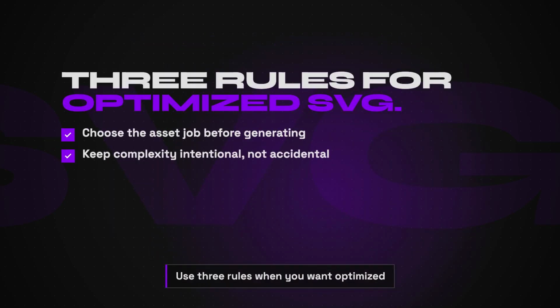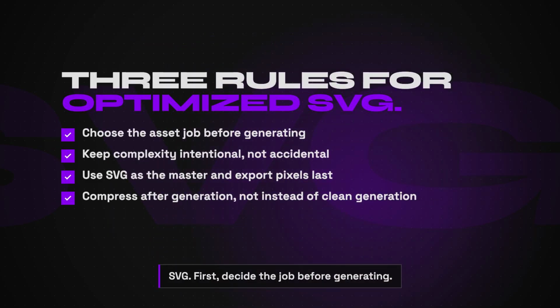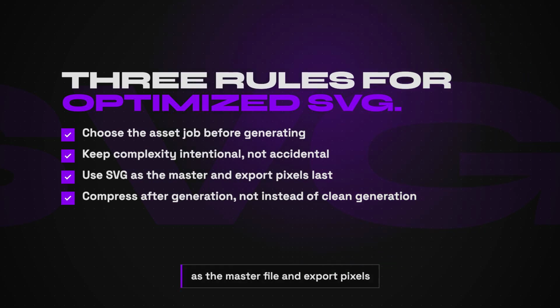Use 3 rules when you want optimized SVG. First, decide the job before generating. Is this an icon, logo mark, background shape, sticker, or hero graphic? Second, limit visual complexity on purpose. Third, keep SVG as the master file and export pixels only at the end.